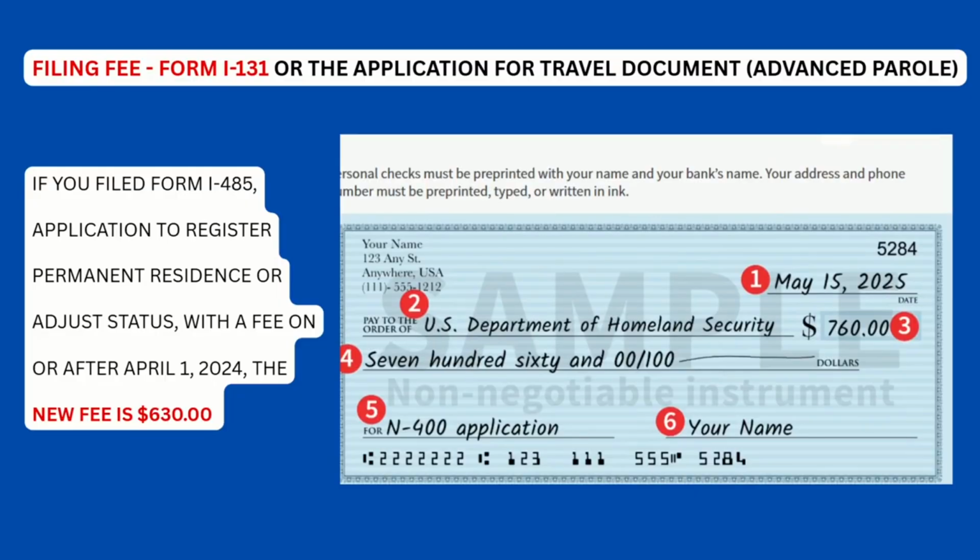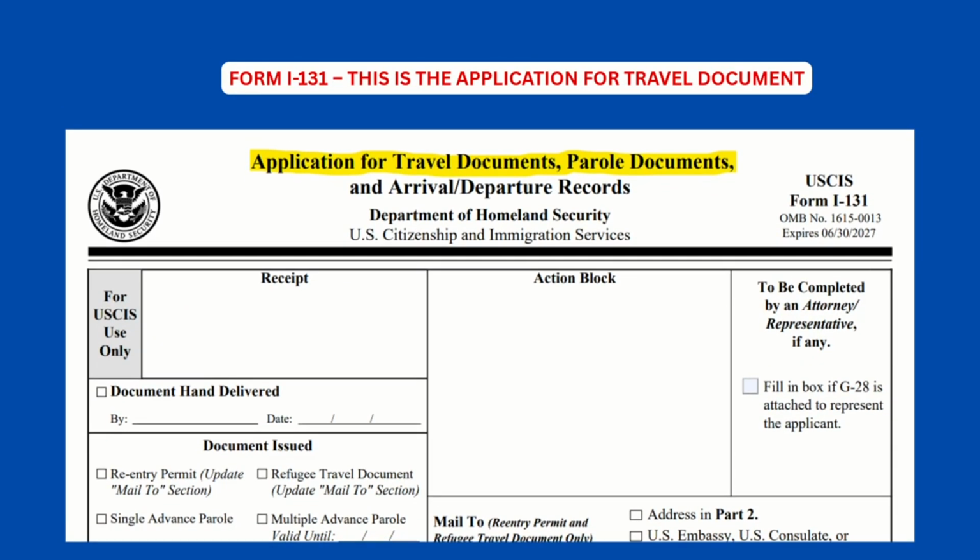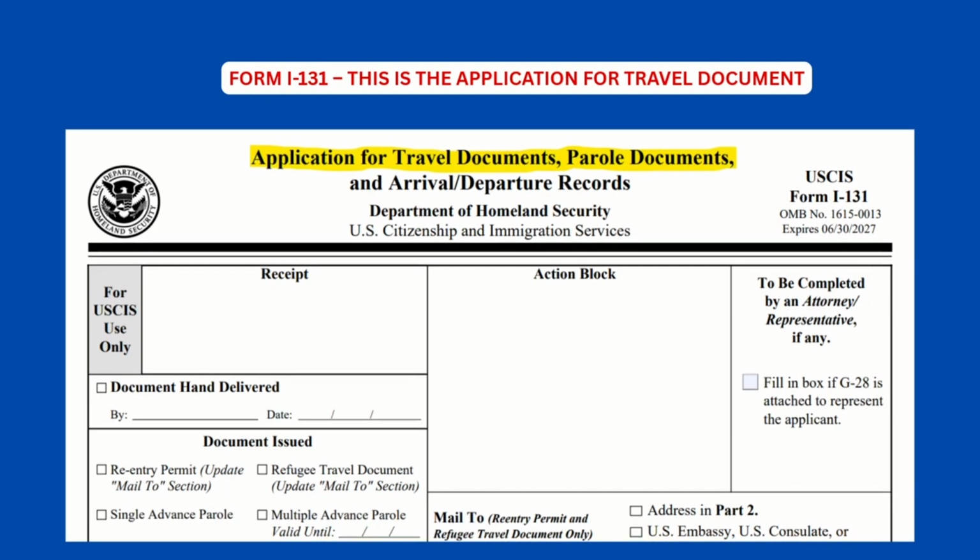First, you will include a payment for your Form I-131, which is $630 if you filed together with your green card. To see how you can write a check, visit USCIS.gov. In a separate brown envelope, you will need to include a Form G-1145, or your e-notification of application for petition acceptance, for your Form I-131. As part of the compilation, you have to fill out correctly a Form I-131 using the most recent version of the form. You can download that directly from the official website of USCIS.gov.